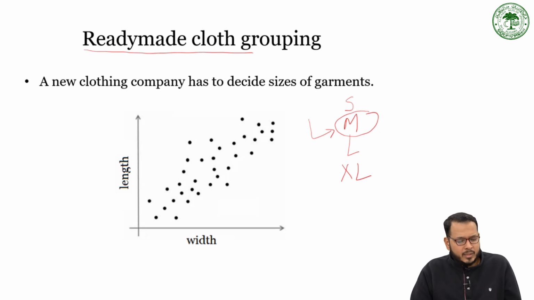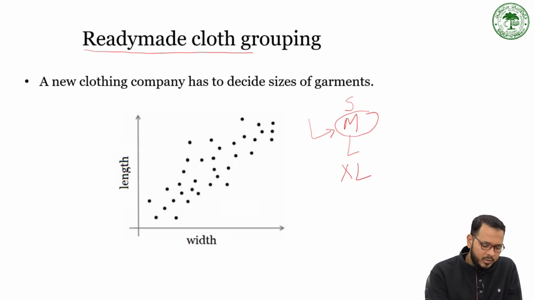So what do these companies usually do? They try to gather as much information as they can about the garment's dimensions, including what the length of the t-shirt should be, what the width of the t-shirt should be, what the shoulder size should be, what the sleeve size should be, and so on.